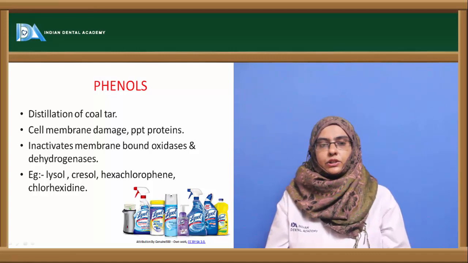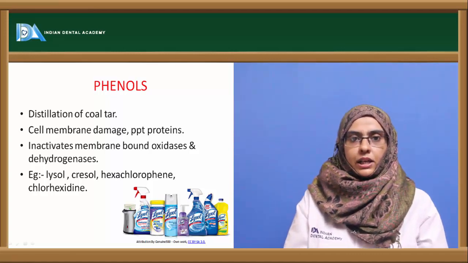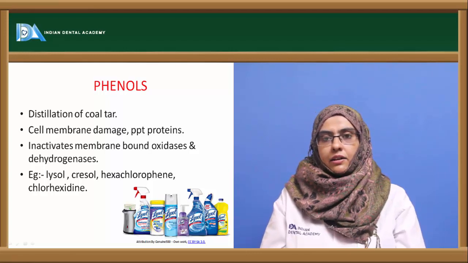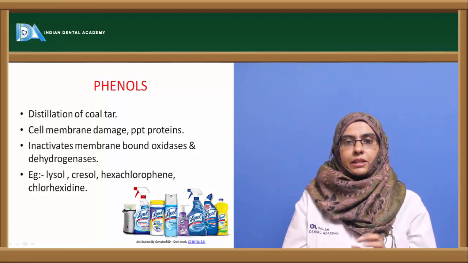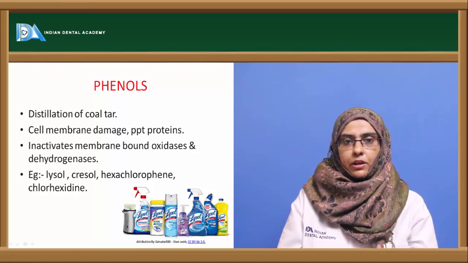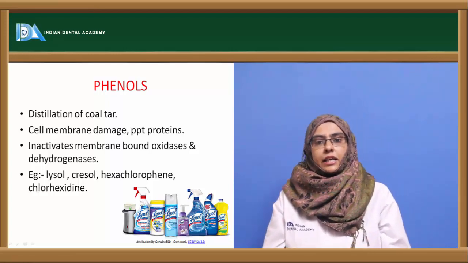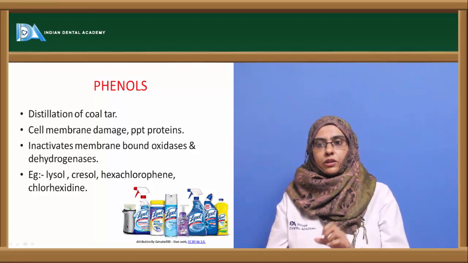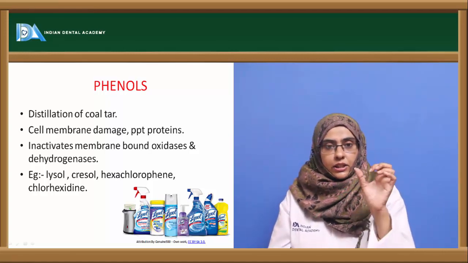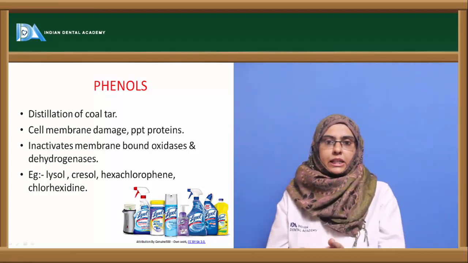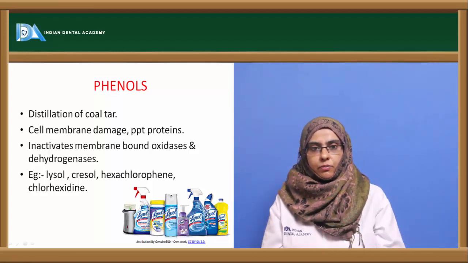So this phenol is usually obtained by distillation of the coal tar at a temperature of 170 to 190 degrees centigrade. And phenol's mode of action is to damage the cell wall or the cell membrane of the organism, or they usually precipitate the proteins, and they can also inactivate the membrane bound oxidases and dehydrogenases. So these membrane bound oxidases and dehydrogenases are the ones that help to produce ATP during the oxidative phosphorylation.